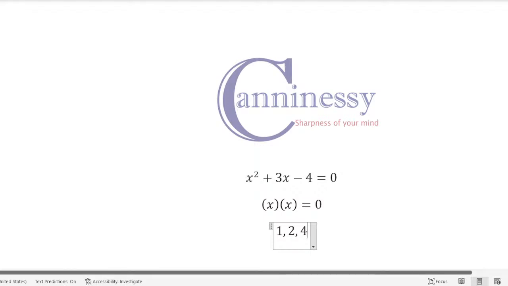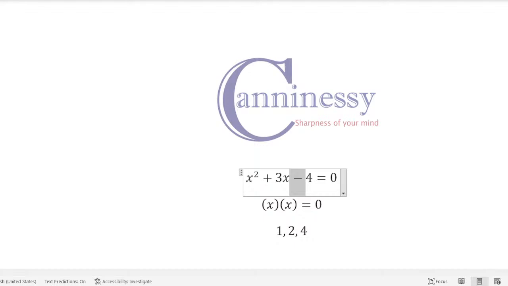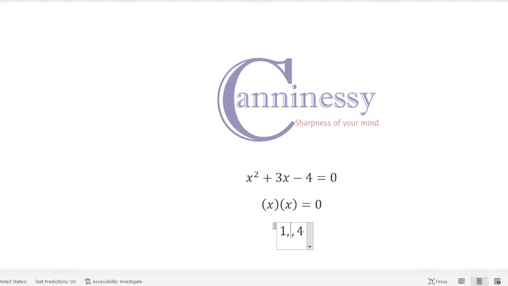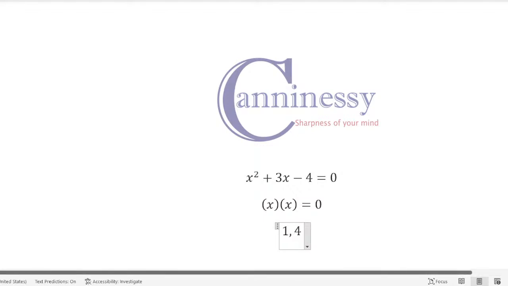Remember, when the last term is negative, we will have two different signs. Then the bigger number will take the sign of the middle term. So it implies that when the last term is negative, the factors of the last term should minus each other to get the middle term. So remember, 2 minus 2 is 0, so 2 by 2 is out, we won't use it, so we'll use 1 by 4.